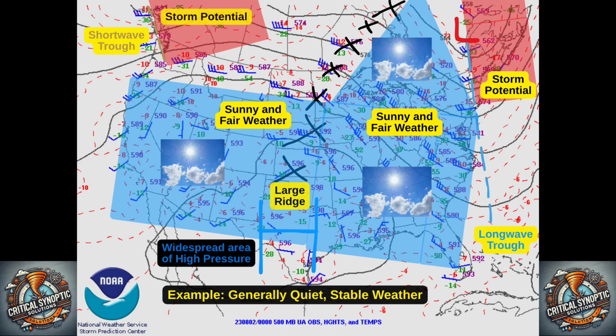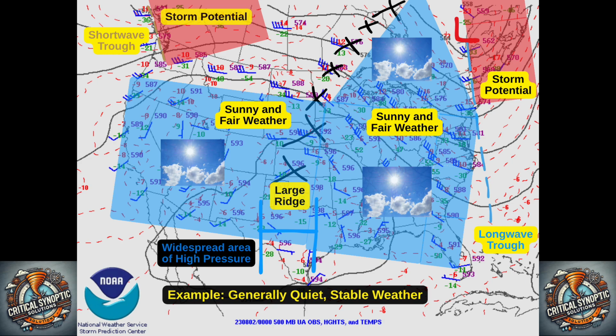Let's put everything we've learned together. This map shows a much quieter weather pattern. Right away, notice the large ridge across part of the country. Under a ridge, air tends to sink, which usually leads to calmer weather, fewer clouds, and warmer temperatures.